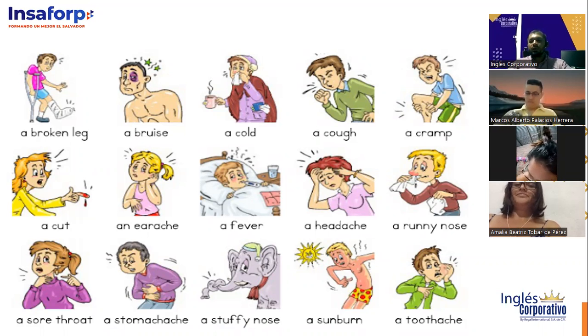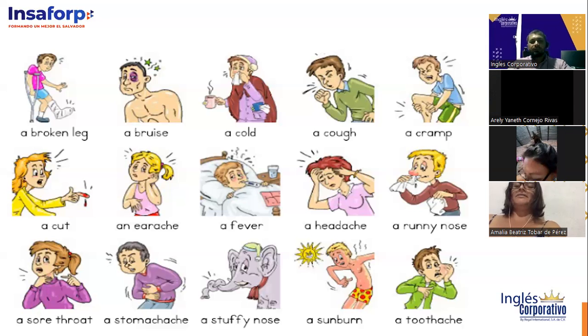Amalia. Okay. How often do you have a cut? I never have a cut. Okay. Amalia, select one of your classmates.